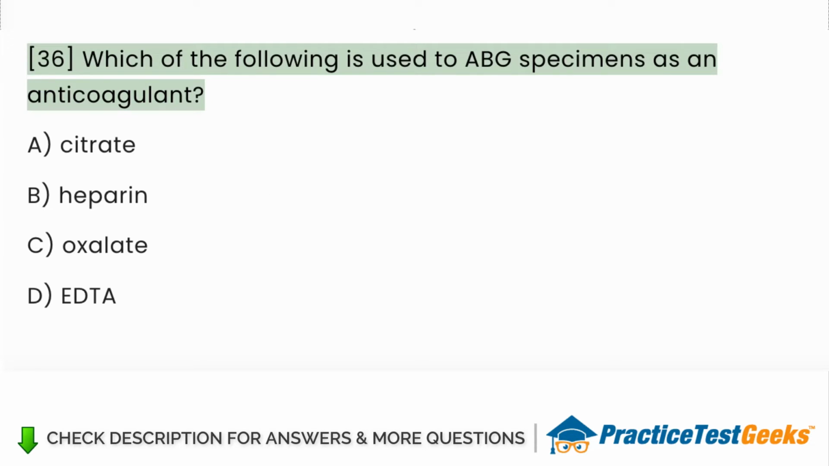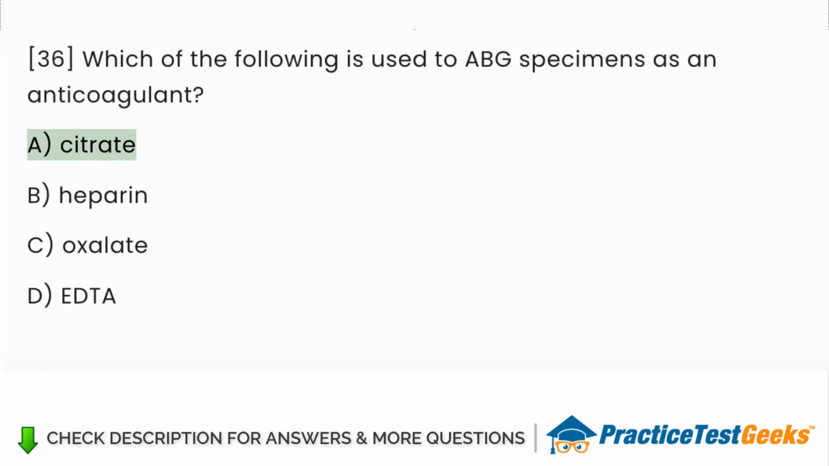Which of the following is used in ABG specimens as an anticoagulant? A. Citrate. B. Heparin. C. Oxalate. D. EDTA.